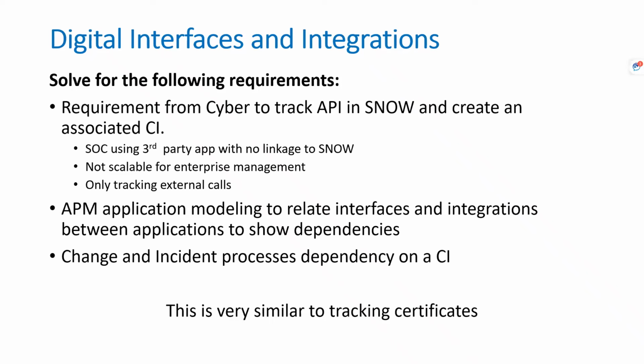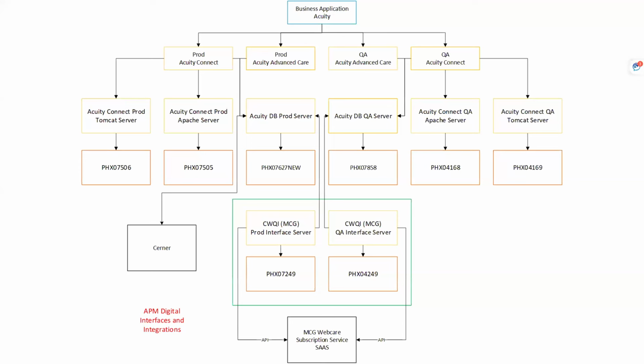In the next slide, I'm just showing you an example of what we're talking about here. At the top, we have an application called Acuity. I'm sure this is rudimentary for a lot of your folks on this call, but we have a production and QA environment for that application. There are two components that make up that app: an Acuity Connect and an Acuity Advanced Care. Those are broken down into smaller pieces, where we have a Tomcat server, an Apache server, and a database server that all make up that prod instance of Acuity Connect. And we have a database server that makes up Acuity Advanced Care.